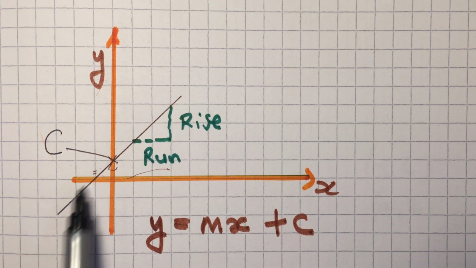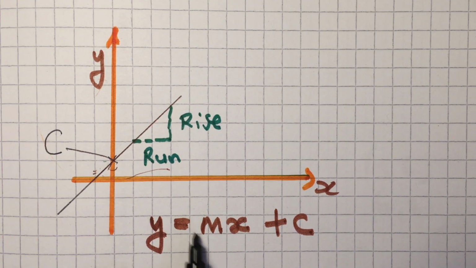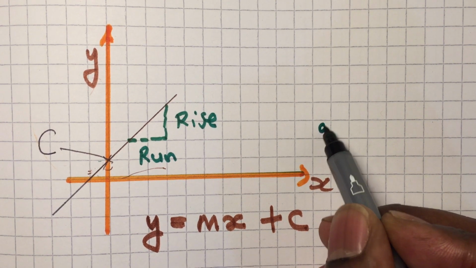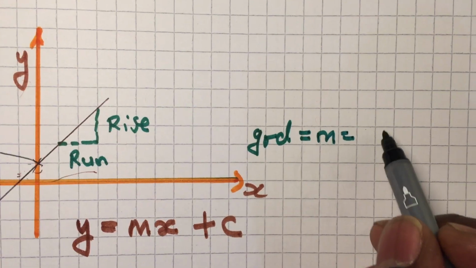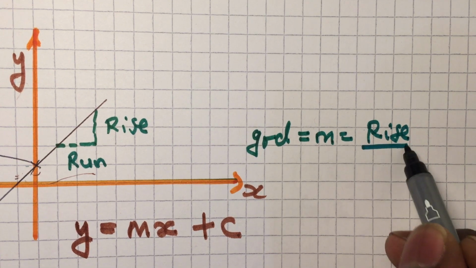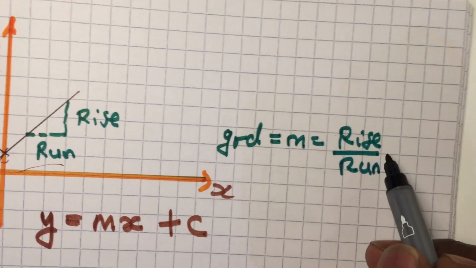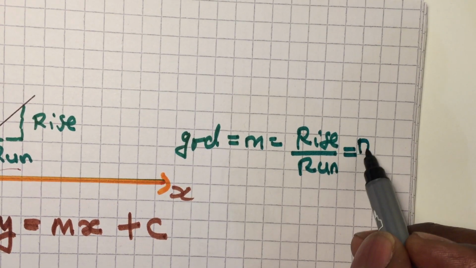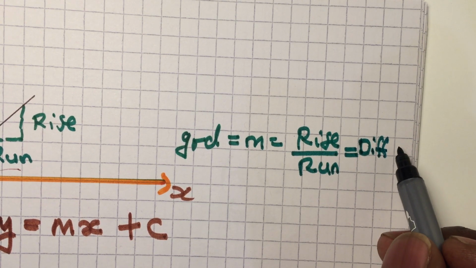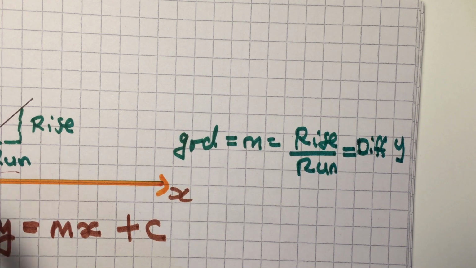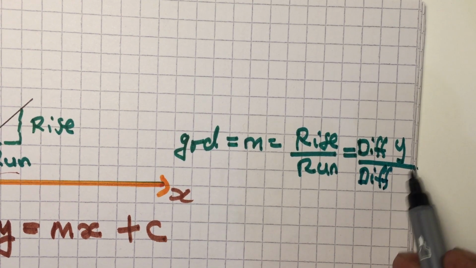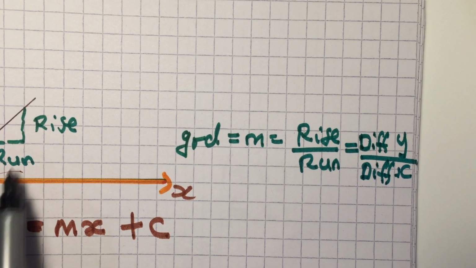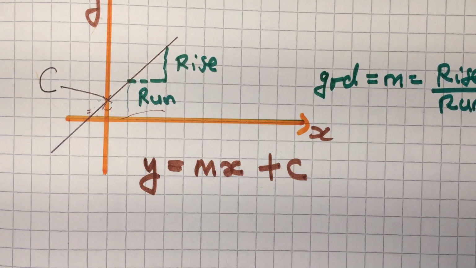That is where the line crosses the y-axis, and m is just the gradient of the line. I remember from a previous lesson we discussed that the gradient, m, is equal to the rise divided by the run, that is, the difference in the y values divided by the difference in the x values. Okay, so now let's get on to the question.